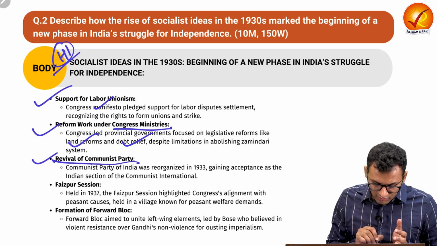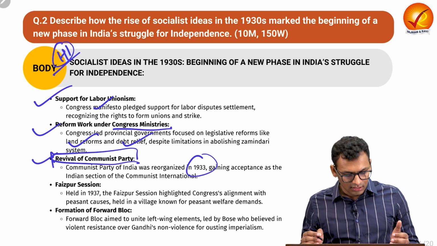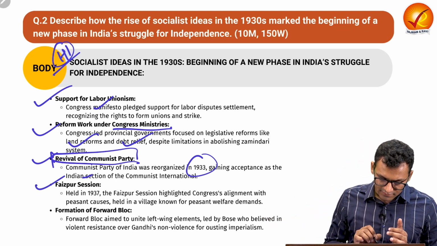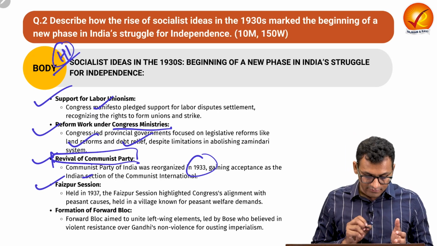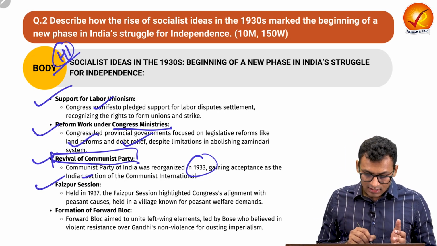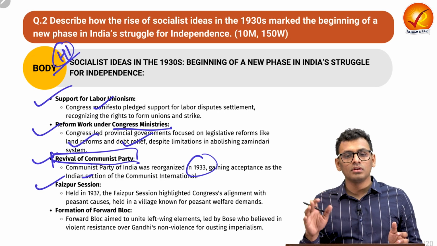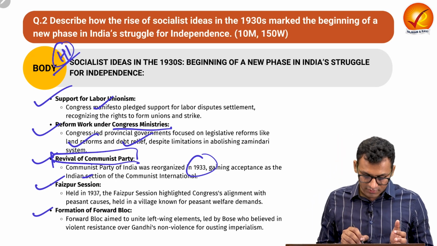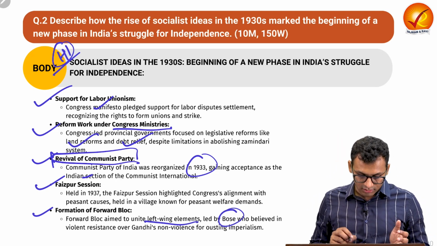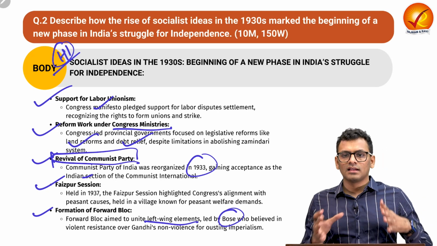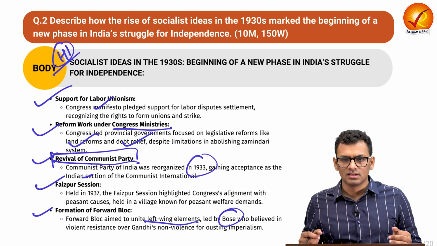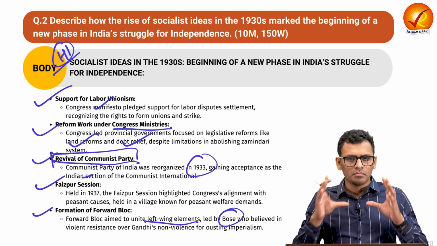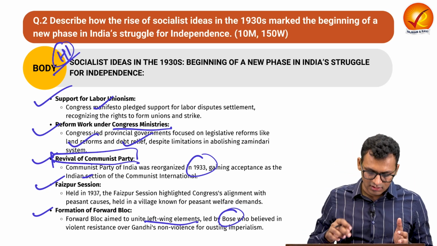Then we have seen the revival of the Communist Party in 1933. It provided a greater degree of acceptance in Indian society. We have seen certain sessions of the Indian National Congress like the Faizpur session, where there was an alignment of Congress goals with different sections of society. And lastly, you can talk about the formation of the Forward Bloc, which was a left-wing element led by Subhash Chandra Bose, again in line with the rise of socialism in Indian society. So these are the pivotal points where the rise of socialist ideas helped mark a different phase for India's freedom struggle.